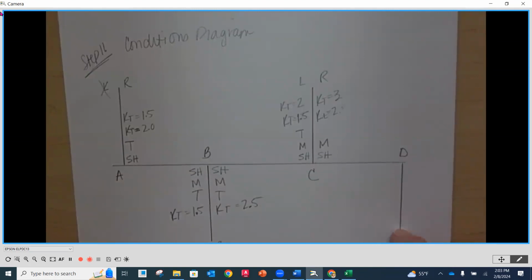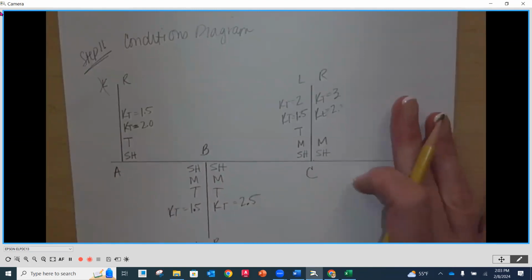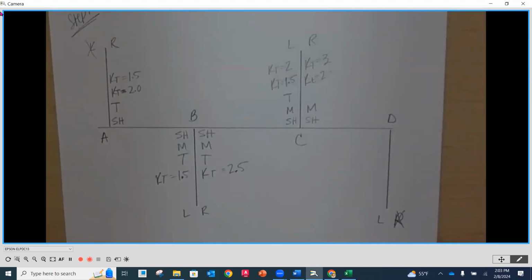All right, D. Go ahead and do D by yourself. See what you come up with. Now, remember, it's only the left-hand side for D because everything ends on center. See what you come up with for D. On page 512. It's at the beginning of the chapter.